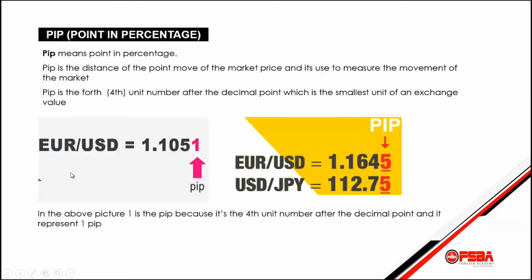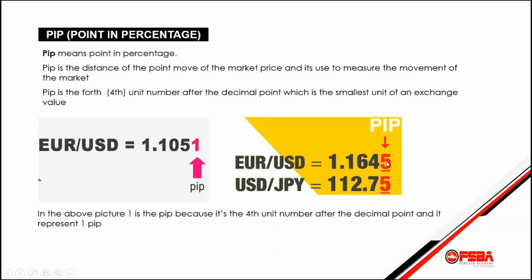So looking at this, we have Euro USD, and Euro USD price as at now is 1.1051. So the 4th number after this decimal point, this is 1, 2, 3, 4. So this 4th number after this decimal point is called PIP. Or you can say the 5th number is called PIP. It's either you say the 5th number is called PIP, or you say the 4th number after the decimal is called PIP.